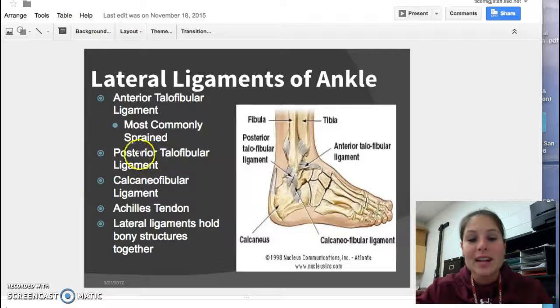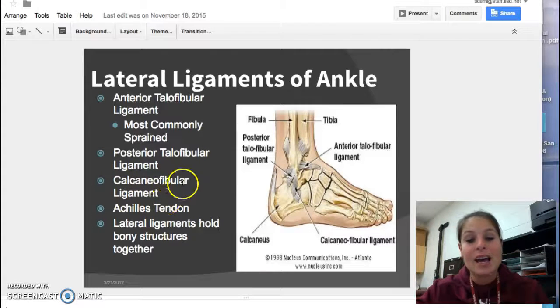Okay, the next one is the posterior talofibular ligament. So still referring to the talus and the fibula, but it's just talking about the posterior side of the body. Okay, still have the fibula here. We still have the talus here, and where those two bones are connecting, there is the ligament, posterior talofibular.